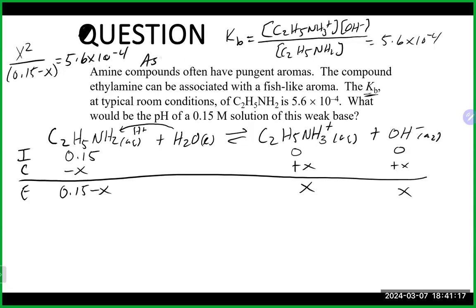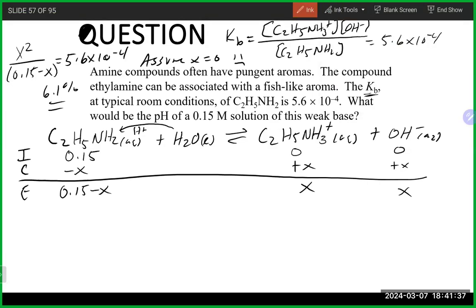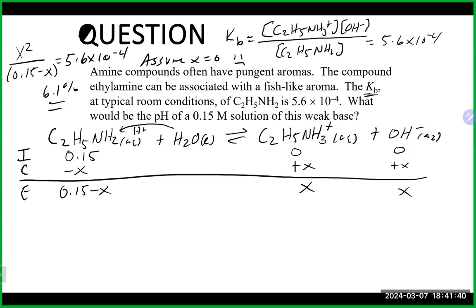You could assume that x is equal to 0 here. And of course, you are a professional, so you know that is not a good assumption, right? That's like a 6.1% in this case. So again, this is another situation where we do need to go back and solve it another way. And if you are not checking your assumptions, make sure you do check your assumptions. We're going to multiply what's on the bottom over to the other side, and when we do that, that will give us x squared is equal to 8.4 times 10 to the minus 5.